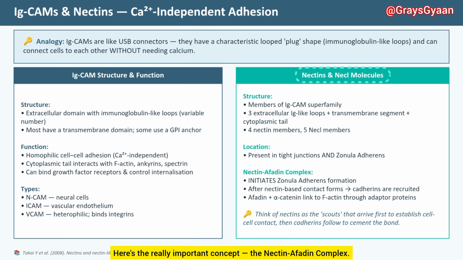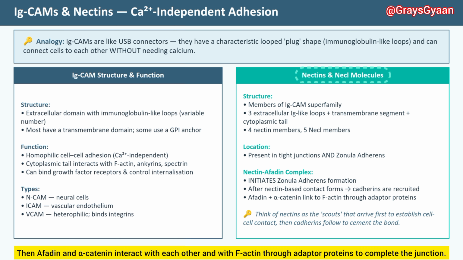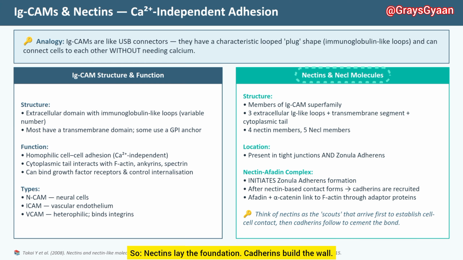Here's the really important concept: the nectin-afadin complex. Nectins actually initiate the formation of the zonula adherens. Think of nectins as the scouts. They arrive first to establish cell-cell contact. Once that initial contact is made, cadherins are then recruited to the site. Then afadin and alpha-catenin interact with each other, and with F-actin through adapter proteins to complete the junction. So, nectins lay the foundation.